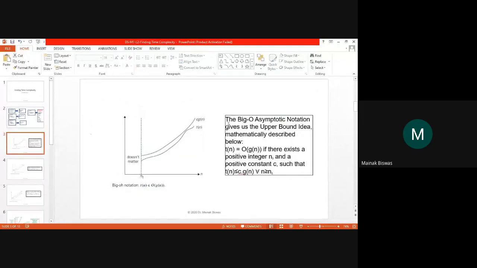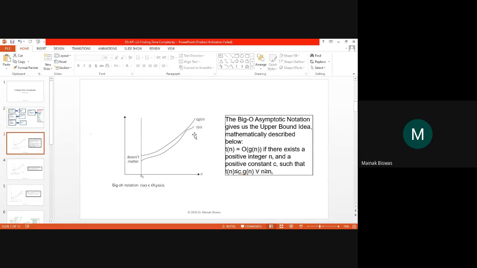The Big O asymptotic notation gives us the upper bound idea, mathematically described as follows. T(n) is equal to O of g(n) if there exists a positive integer n0 and a positive constant c such that T(n) is less than or equal to c times g(n) for all n greater than or equal to n0. This is basically a definition. You cannot just memorize it, but if you understand it, it is engraved into your heart and mind.